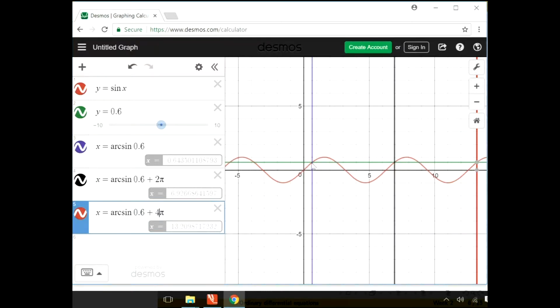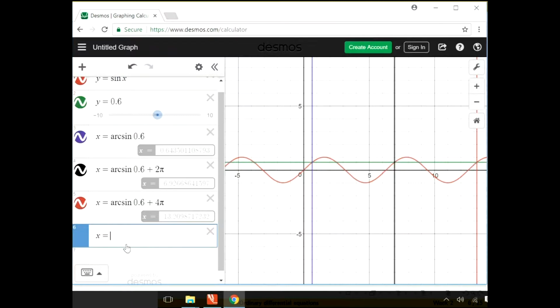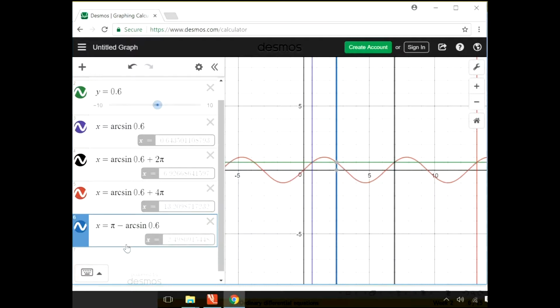By accounting for this period of 2 pi, we only get half of the possible solutions, but we miss the other half. So this is the one. How do we know what this is? Well, notice that one semi-period of sine x starts from 0, then goes up, and then goes back to 0, and this semi-period is pi. But these two points, inverse sine of 0.6 and the other one, are symmetric, which means that if one of them is alpha, then the other one is pi minus alpha, right? So in other words, pi minus inverse sine of 0.6 is also going to be a solution.